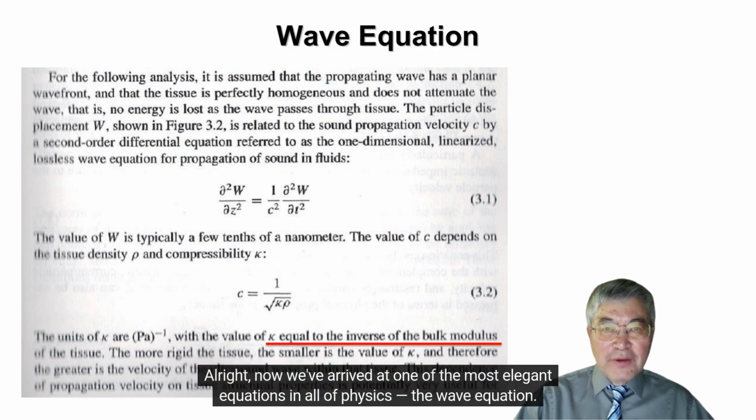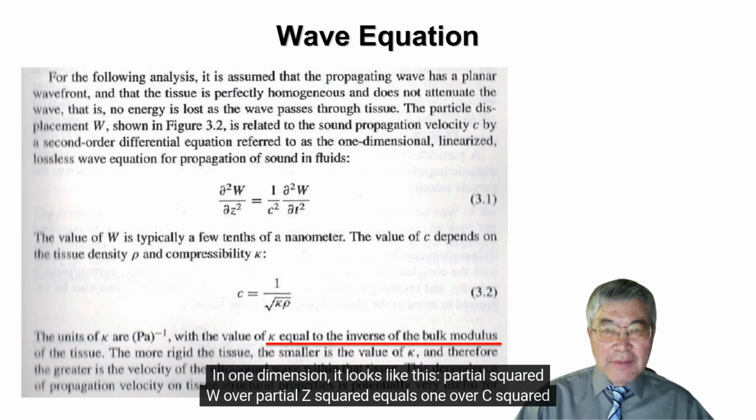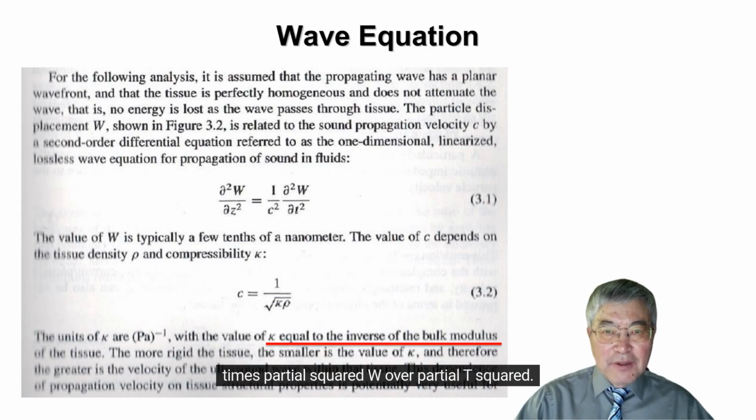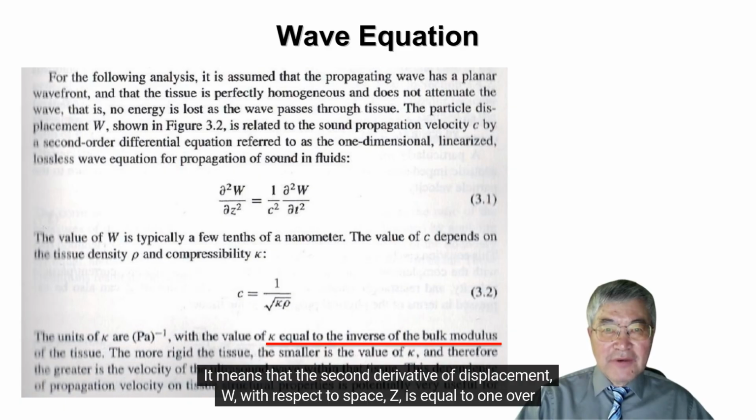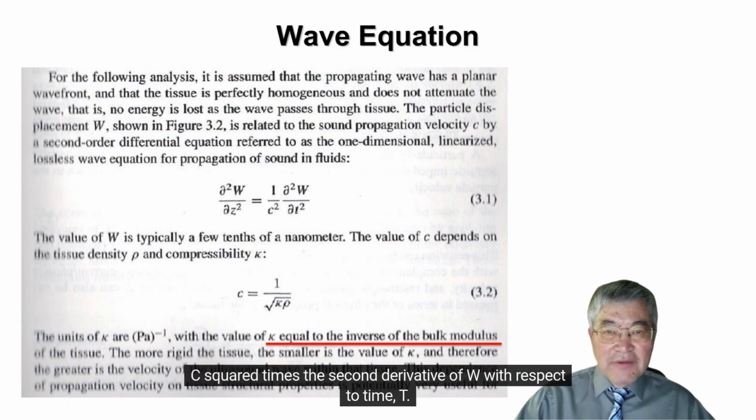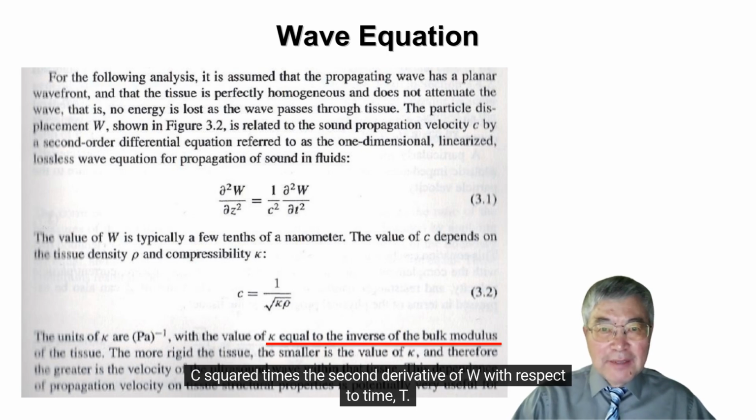Alright, now we've arrived at one of the most elegant equations in all of physics, the wave equation. In one dimension, it looks like this: partial squared w over partial z squared equals 1 over c squared times partial squared w over partial t squared. So what does that mean? It means that the second derivative of displacement, w, with respect to space z, is equal to 1 over c squared times the second derivative of w with respect to time t.